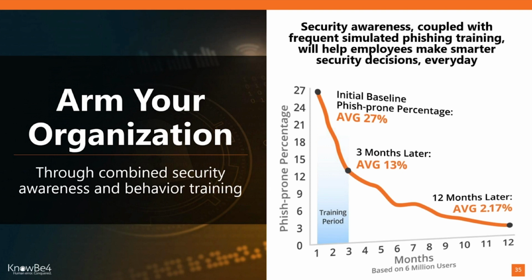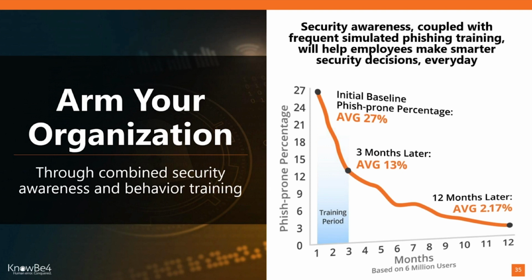But the average click rate started at 27% in these 6 million people. Within 90 days, it was down to 13%. Now, that's pretty significant. In 90 days, you've reduced the click rates by over half. Now, what happens here is if you just train the people and walk away and decide to come back a year later and have another training class, you are not going to see the benefits of that.